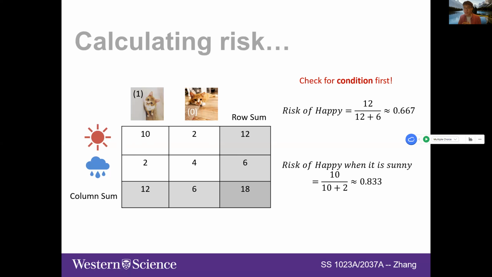Any questions so far for the calculating of the risk or the general idea of the risk? Any question about this?